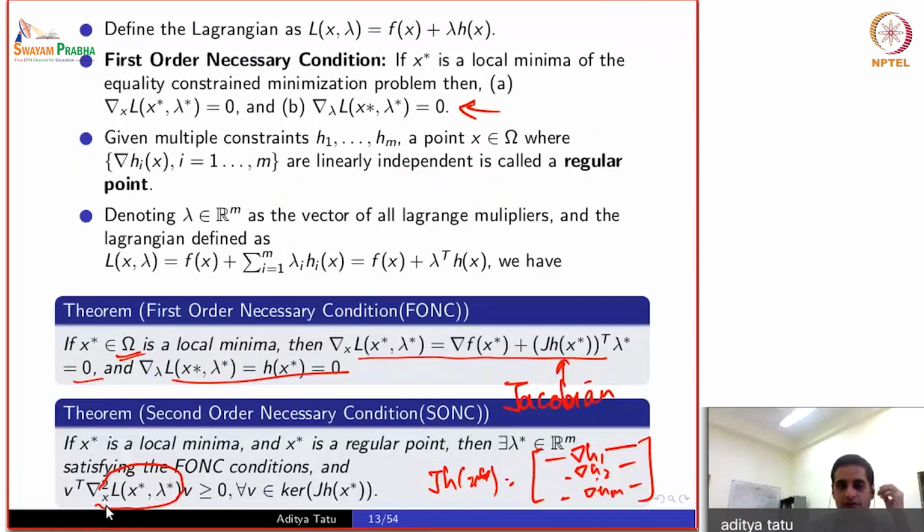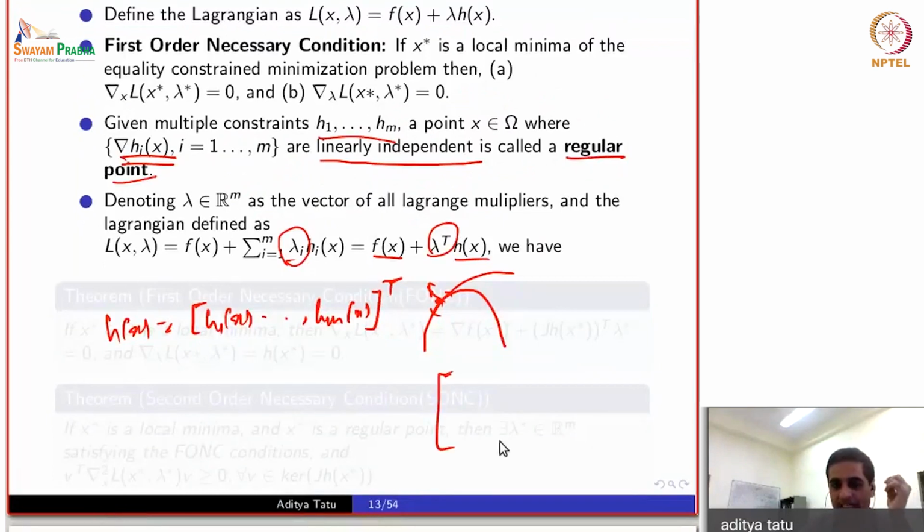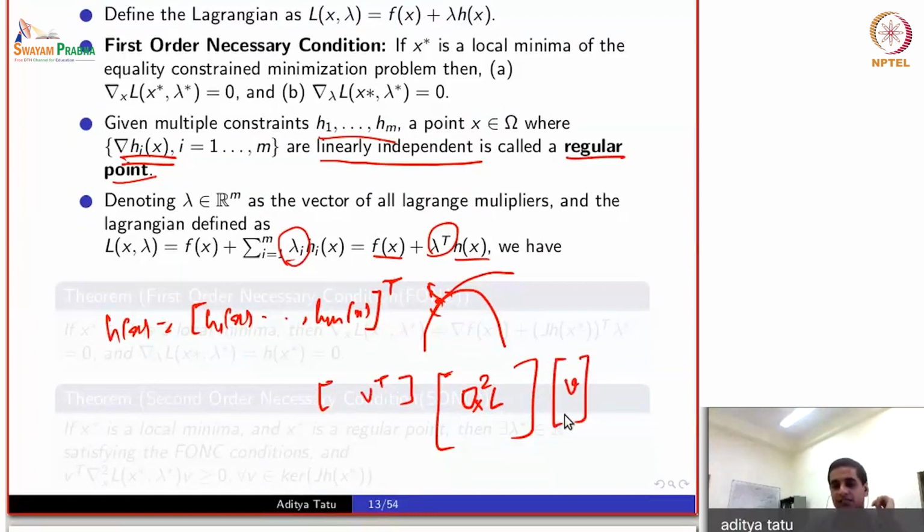Is this a similarity transformation? No, this is not a similarity transformation. It's basically a matrix. This is the Hessian of the Lagrangian, right? V transpose would be this vector times V, something like this. So 1 times n, n times n, n times 1. This has to be non-negative.